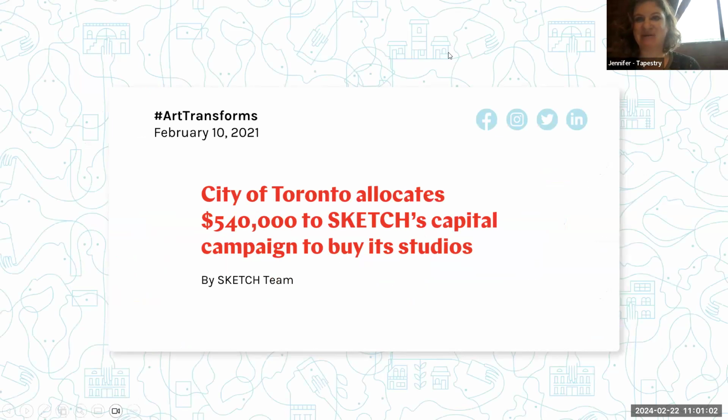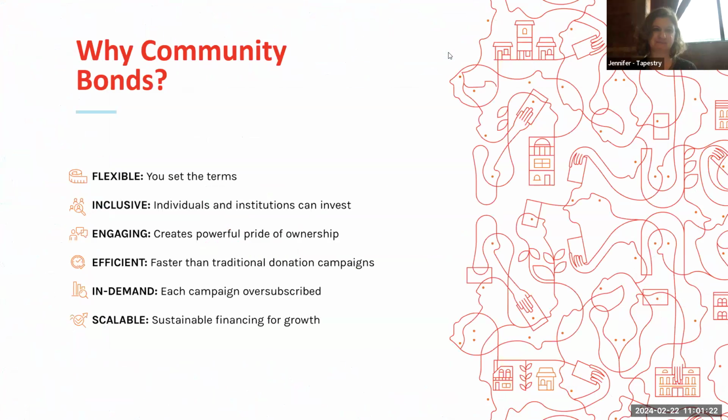And of course, as they were partway through the campaign, the City of Toronto came in with $500,000 to help them buy the studio after they had received support from, they had 75 investors or something like that at this point. So they were already well on their way, and that's when the bigger money came in. We see this time and time again with these types of campaigns.